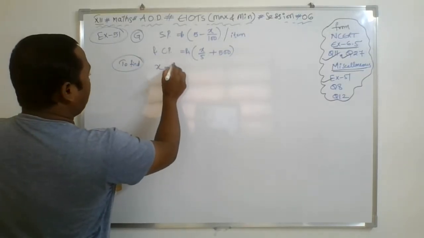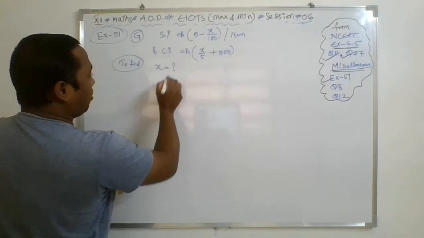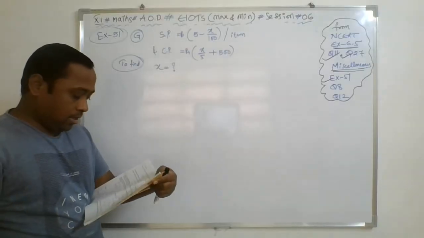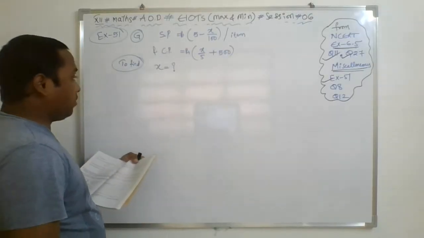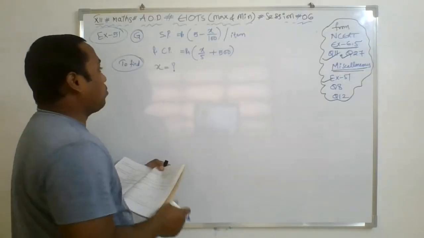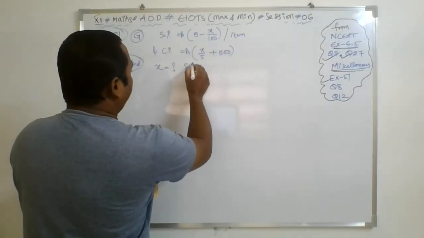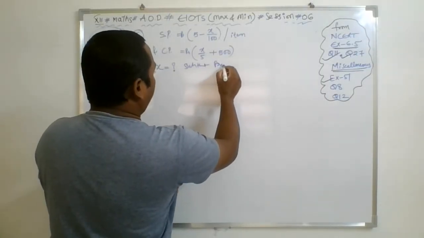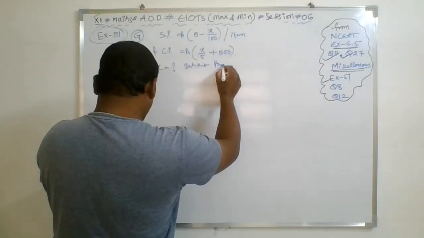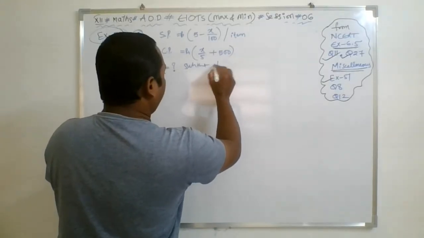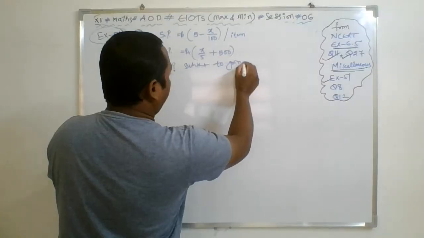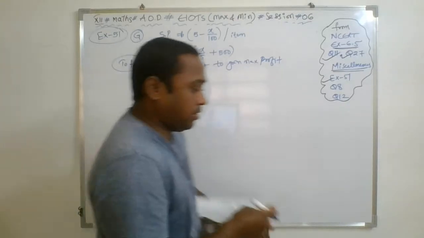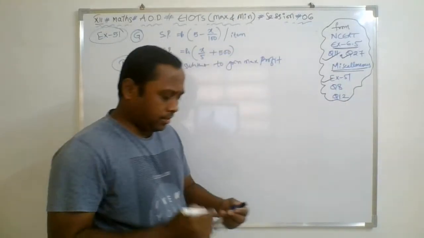They wanted to find the number of items, that is, X number of items to be sold, such that the profit is maximum, to gain the maximum profit. This is a question and it's a general question.